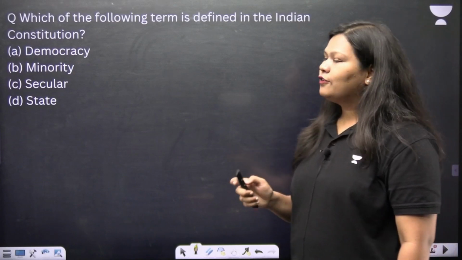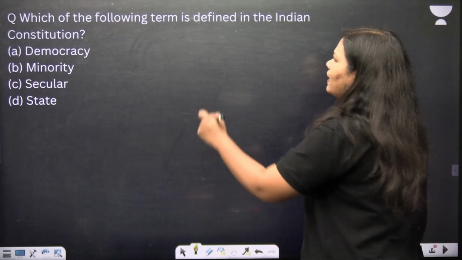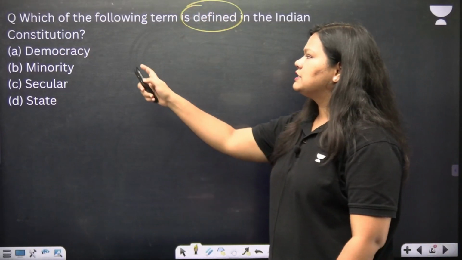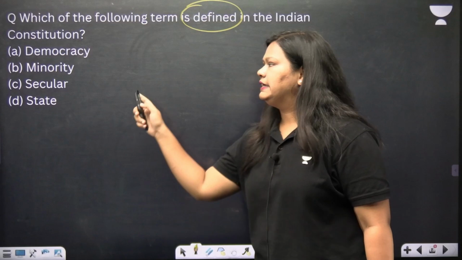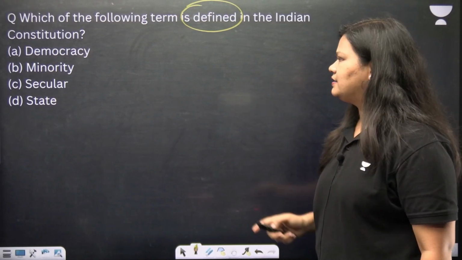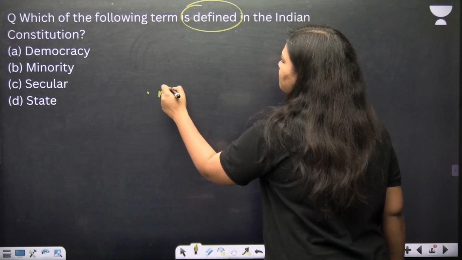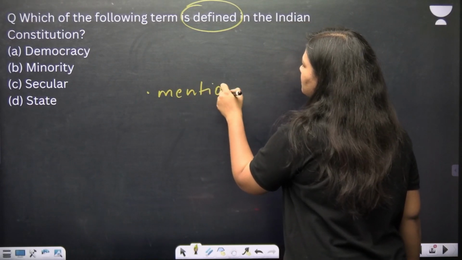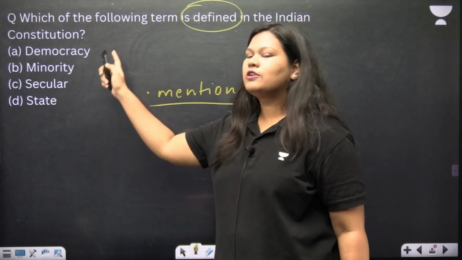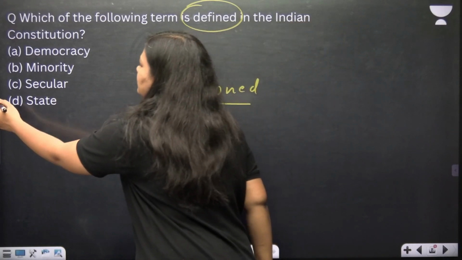Now question number 4. Which of the following term is defined in the Indian Constitution? We need to identify the term which is defined in the Constitution. Option A, democracy. Option B, minority. Option C, secular. And option D, state. We need to identify the defined term. So one thing to remember is there is a difference between the term mentioned and defined. Mentioned means the word is written in the Constitution. So all 4 of these are written in the Constitution. But definition is available only of state.